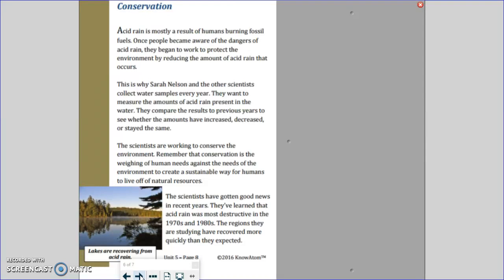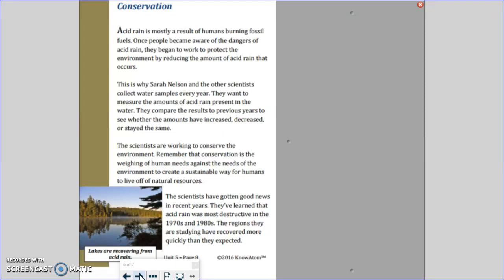Conservation. Acid rain is mostly a result of humans burning fossil fuels. Once people became aware of the dangers of acid rain, they began to work to protect the environment by reducing the amount of acid rain that occurs. This is why Sarah Nelson and the other scientists collect water samples every year. They want to measure the amounts of acid rain present in the water. They compare the results to previous years to see whether the amounts have increased, decreased, or stayed the same. The scientists are working to conserve the environment.